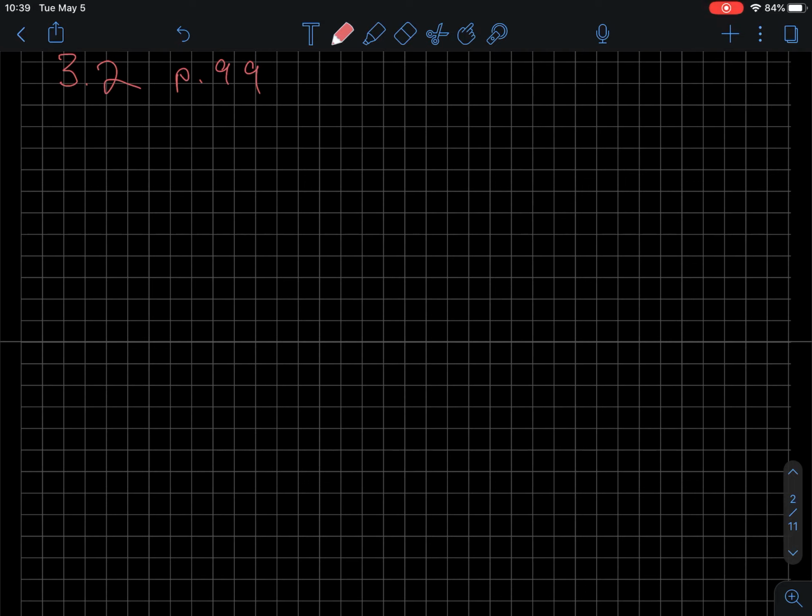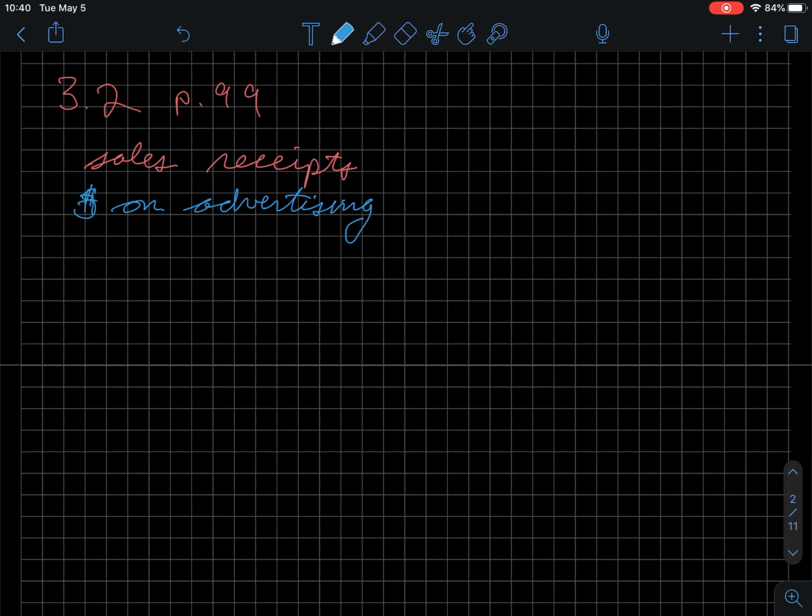So we have sales receipts, and we also have money on advertising. It's asking which one is the explanatory variable. These are the two variables that we have, and it also wants us to know whether these are quantitative or categorical. You should already be familiar with that if you've taken your notes and read through it.